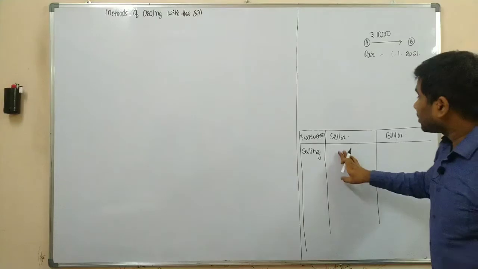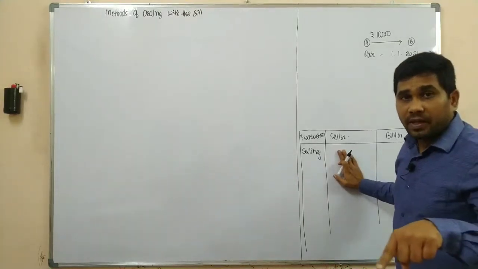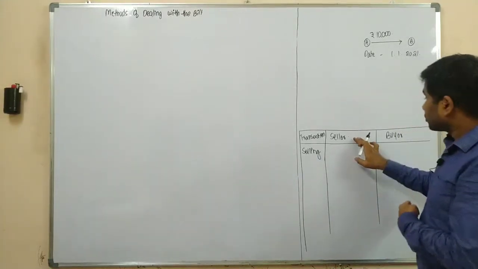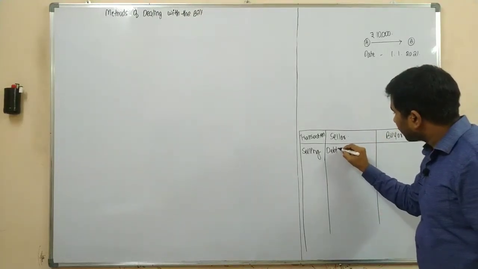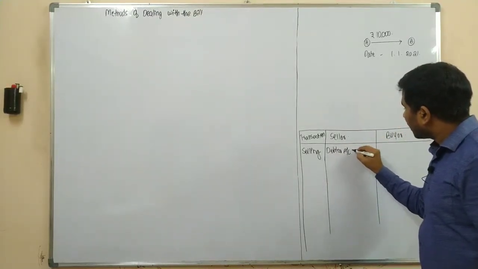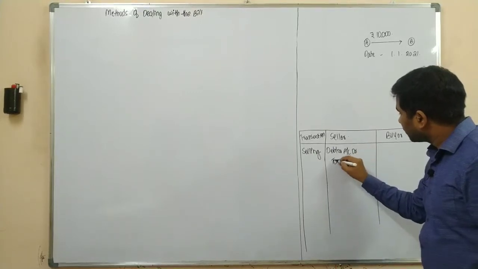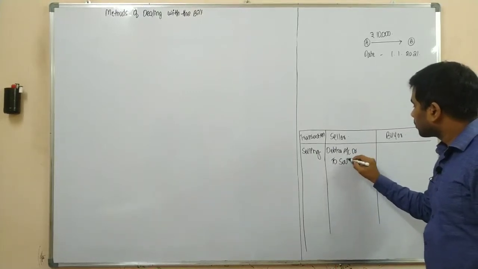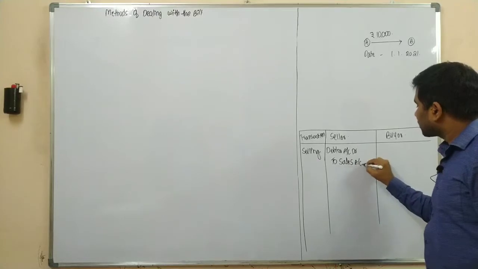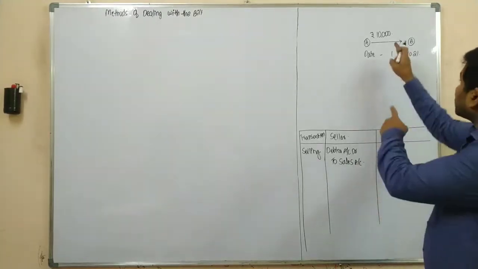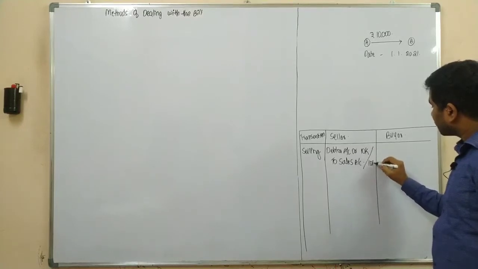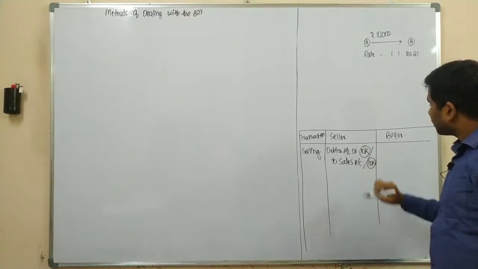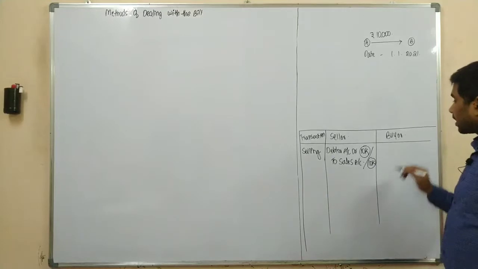So upon selling the goods on credit basis, what is the journal entry in the books of seller? The journal entry would be debtor account debit to sales account. Yes or no? How much was the amount? The amount was 10,000 rupees. 10,000 rupees debit, 10,000 rupees credit.